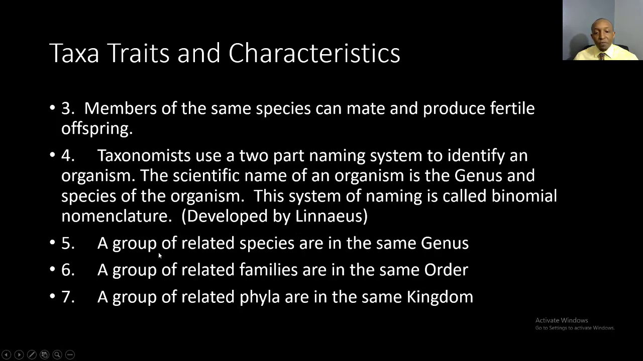Number 5, a group of related species are in the same genus. Number 6, a group of related families are in the same order. And then a group of related phyla are in the same kingdom. Notice as it goes up it becomes more inclusive each time.